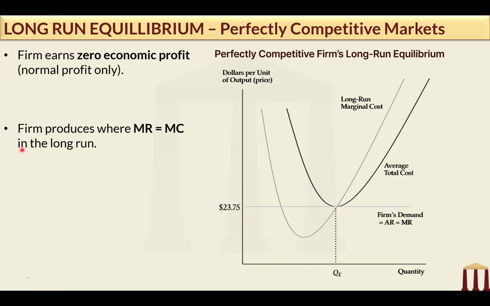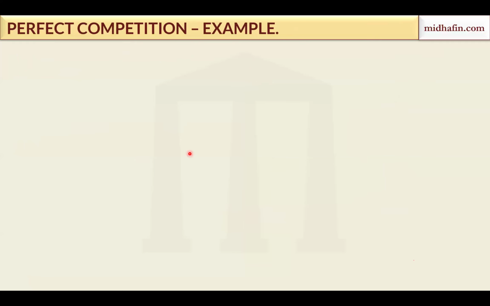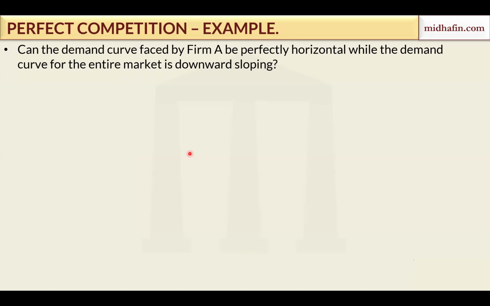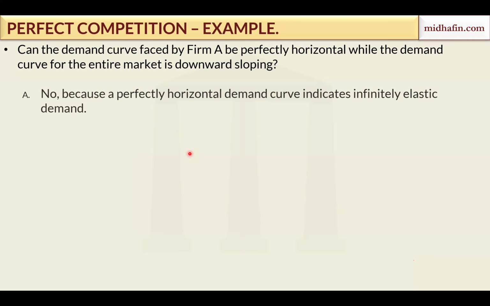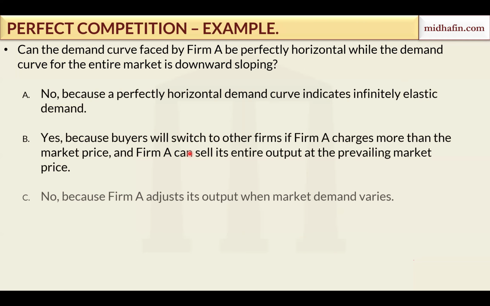So let's take an example. Let's say I ask, okay, can the demand curve faced by firm A be perfectly horizontal while the demand curve for the entire market is downward sloping? Okay, so there are three options, A, B, and C. So please send your answers via private chat. Can the demand curve be perfectly horizontal while the demand curve for the entire market is downward sloping?